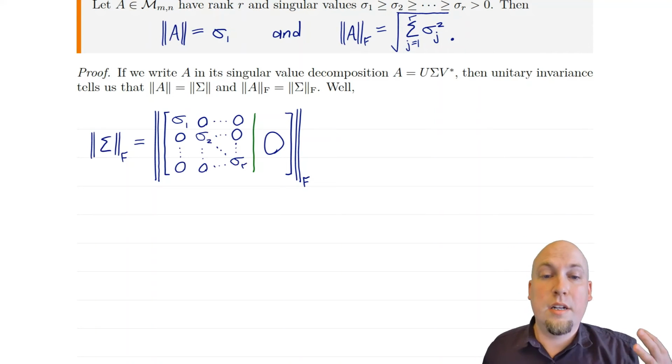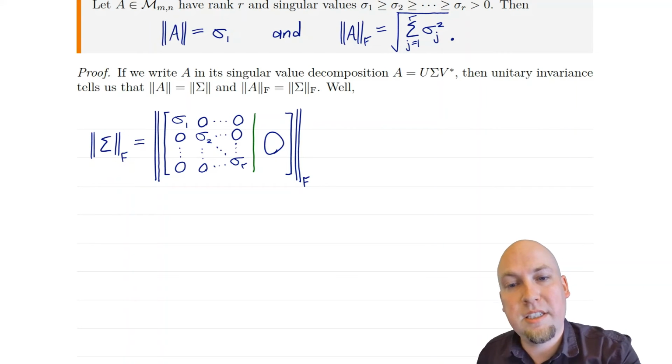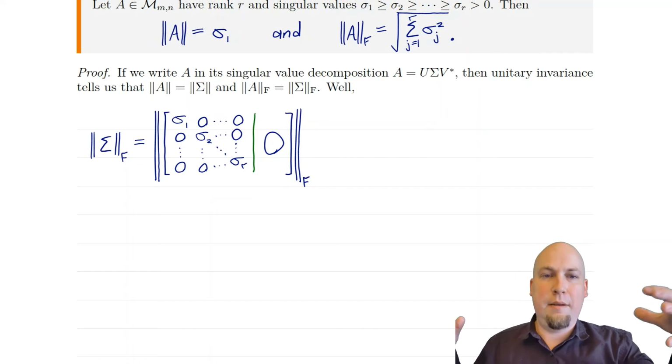All right, so let's start off with the Frobenius norm, just because it's a little bit easier. The Frobenius norm of the matrix sigma, well, let's just write out what sigma is. And here, when I've written it out, I'm assuming that m is less than or equal to n, right?